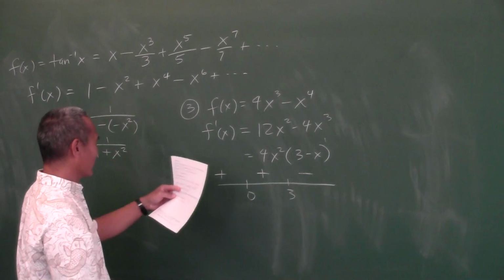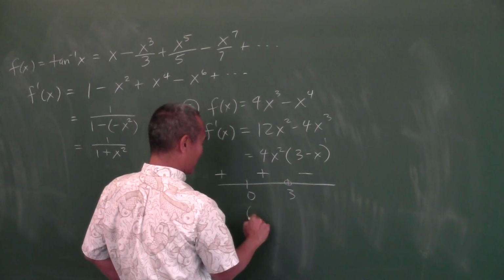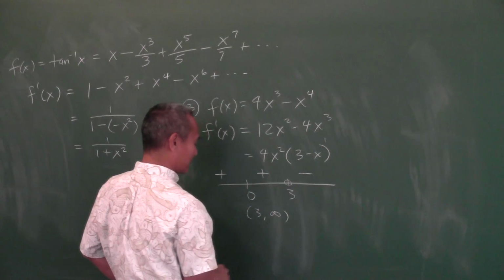So what are we looking for? Less than or greater than? Less than, so then the answer would be from 3 to infinity, then, right?